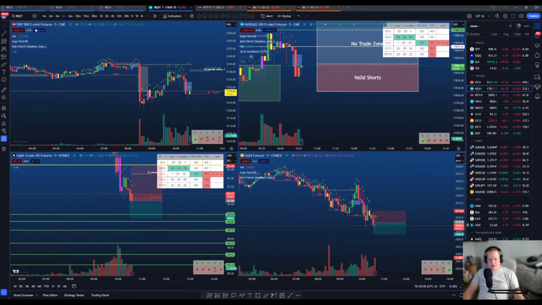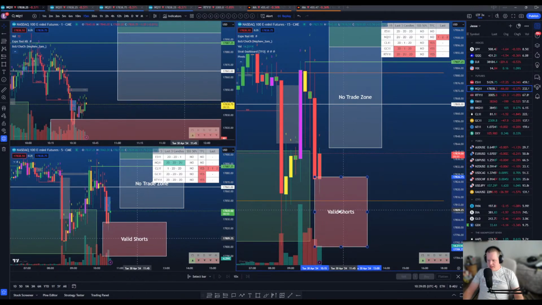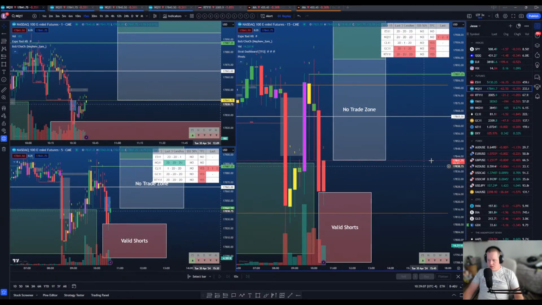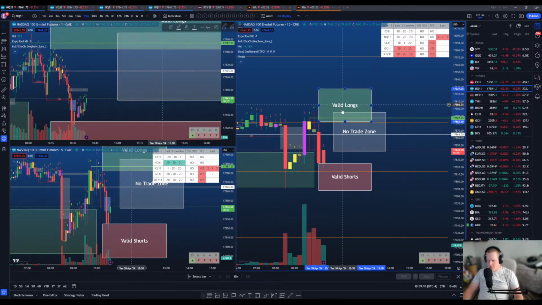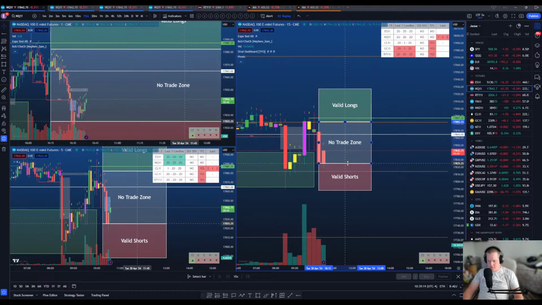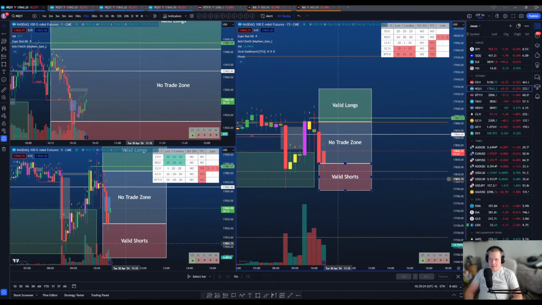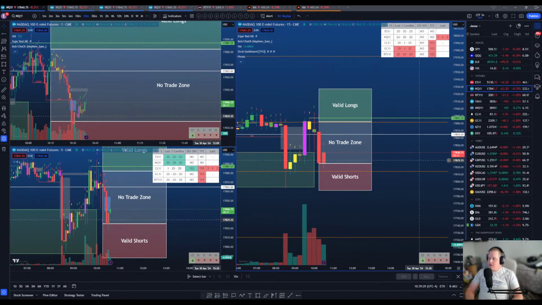About to be back in this no trade zone on NQ for the rest of the day. Let's move this box to where it belongs. Is this helpful for you guys to visualize? This is what I see when I'm trading. Just obviously not on my chart.